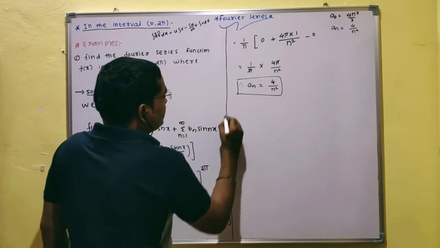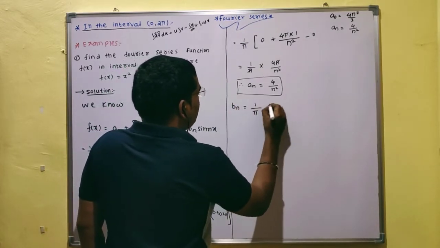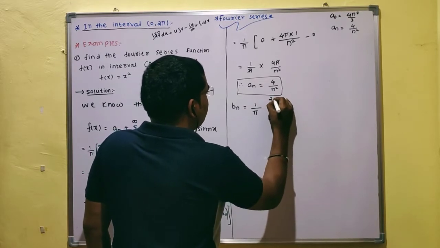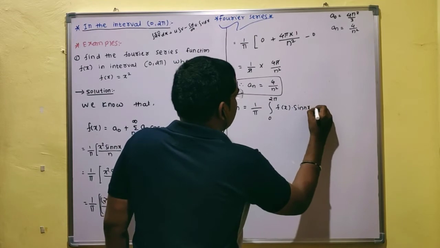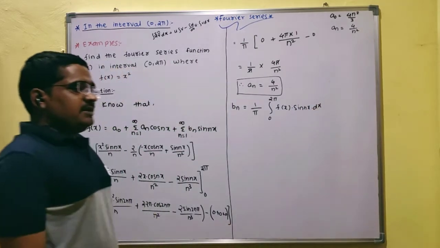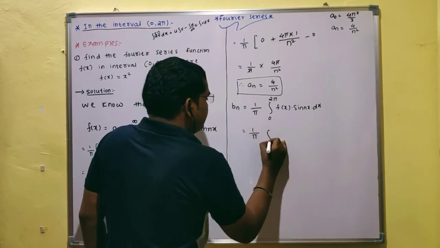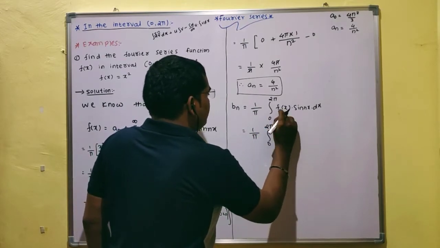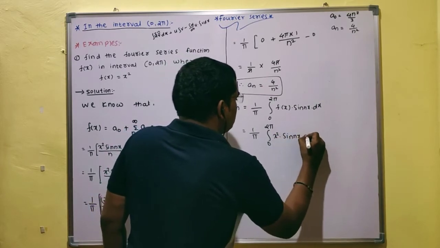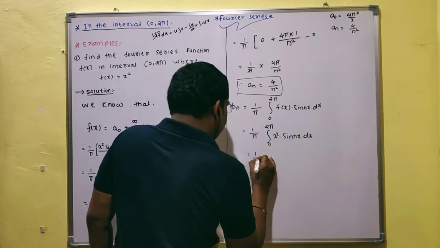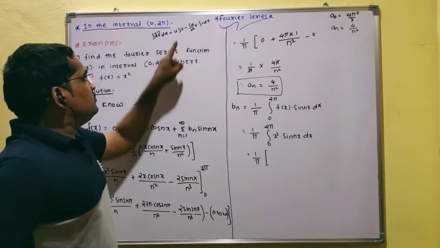Now we have to calculate the value of bn, which is equal to, we know the formula, 1 upon pi integration of 0 to 2 pi f of x into sin nx into dx. This is our formula. Now put the value of f of x here, which is equal to 1 upon pi integration 0 to 2 pi. What is the value of f of x here? x square into sin nx into dx, which is equal to, now again by Liet rule we will get it. How to find that? This is by using this formula.